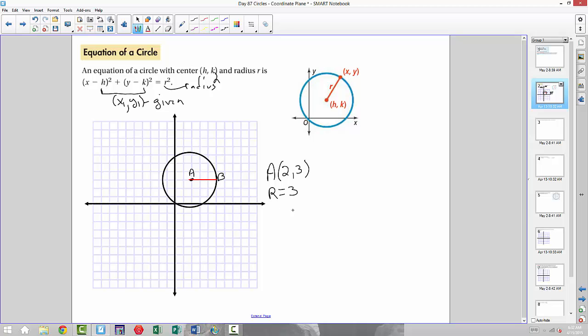So my equation is going to be (x minus 2) squared plus (y minus 3) squared equals, and my radius is r, so it's 3 squared. Well, you don't do distribution and leave it as is, you leave it in standard form. Again, do not distribute, and 3 squared is 9. So there's my equation.